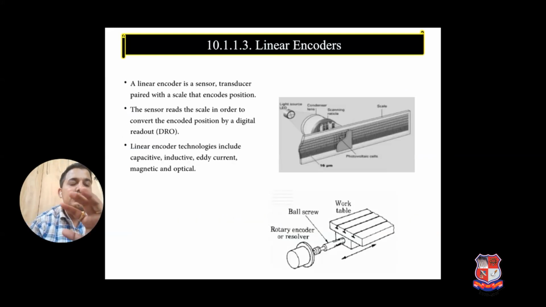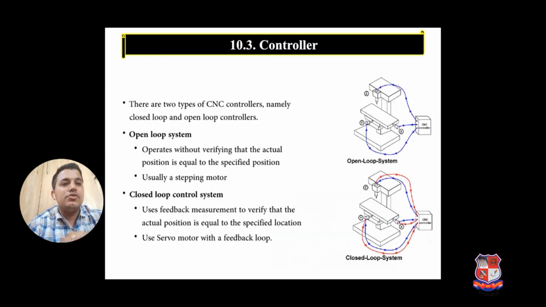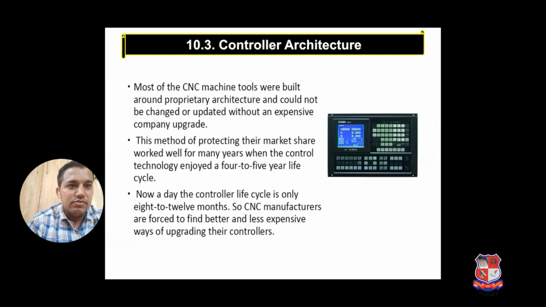Okay, so these encoders are very much important for the feedback systems. You can observe the control system in which open and closed loop systems are there. For the feedback purpose we are using this kind of controllers or encoders. Here we can use the rotary encoder, here we can use the linear, and the linear encoders are required. Then controller architecture.